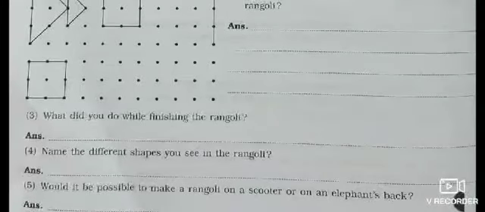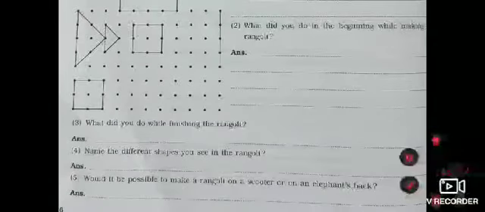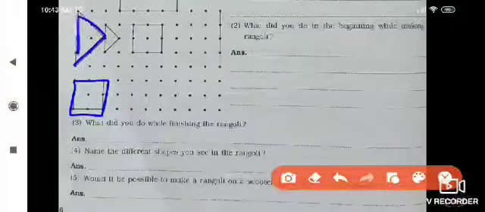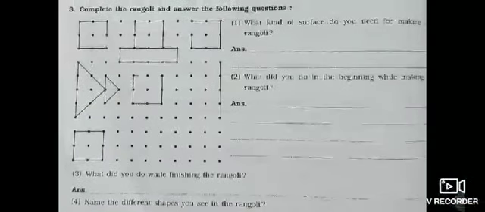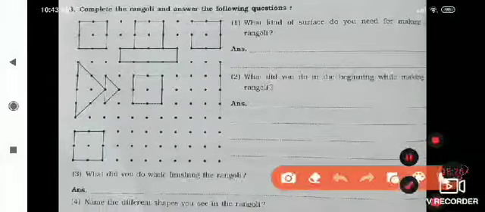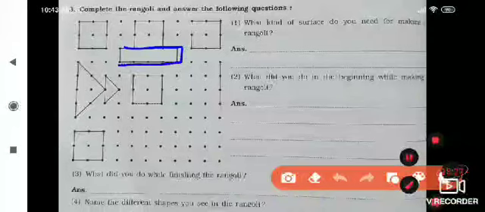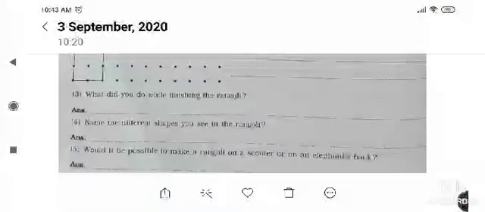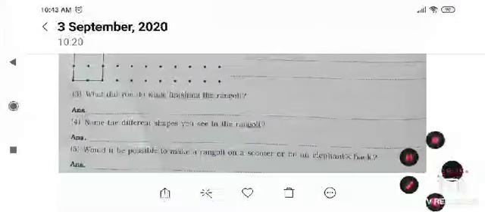Next question is, name the different shapes you see in the Rangoli. Which shapes can you see? Here it is a square, here it is a triangle, this is the triangle. Then lines are there, a rectangle is there, this is the rectangle, this is the line segment. These shapes' names you have to write for this question. So which shapes are there?